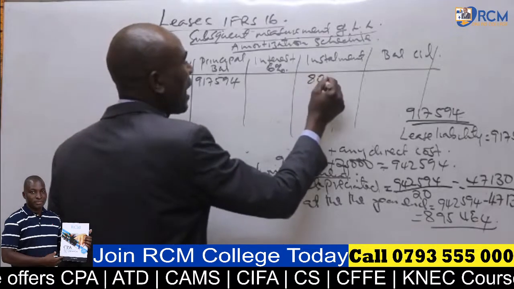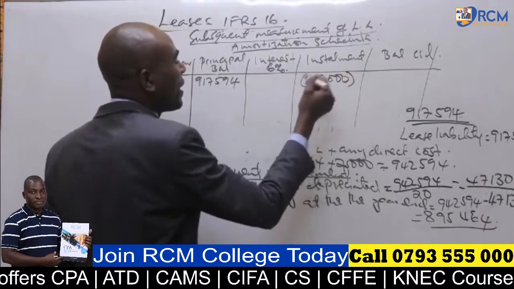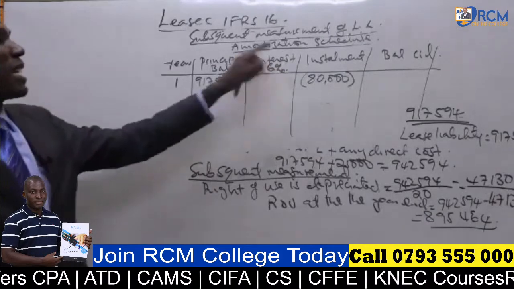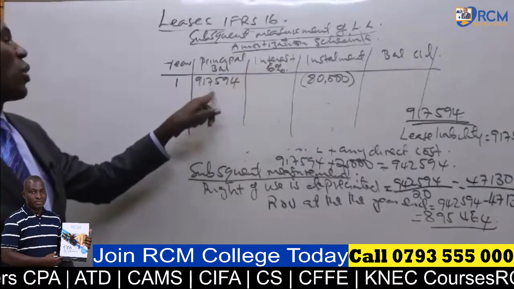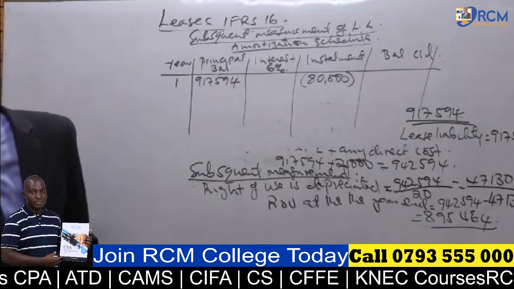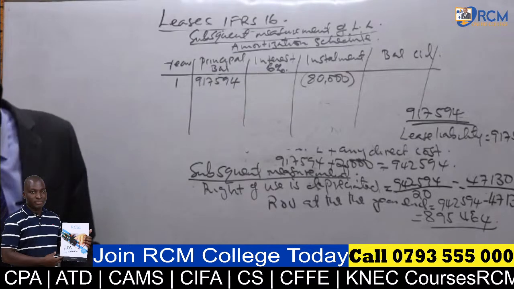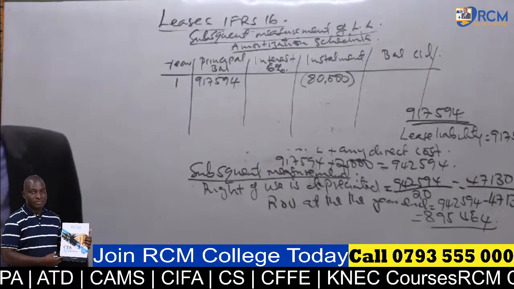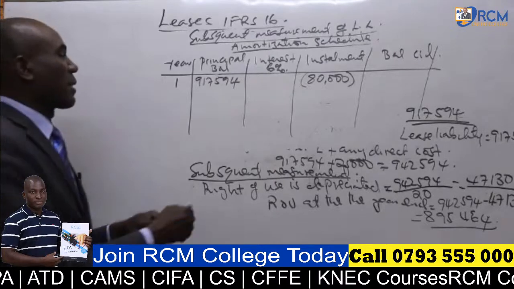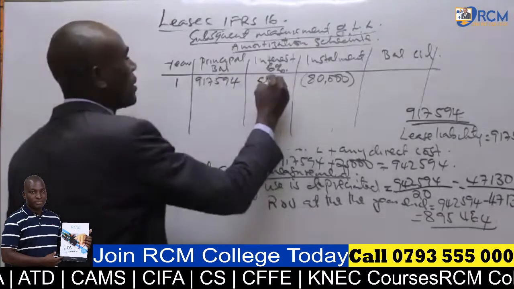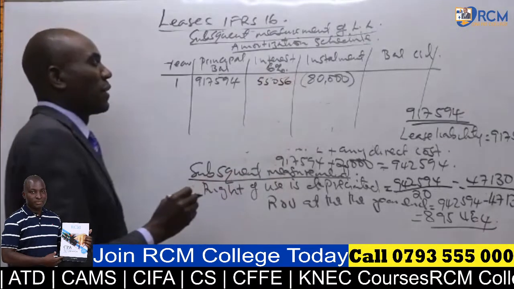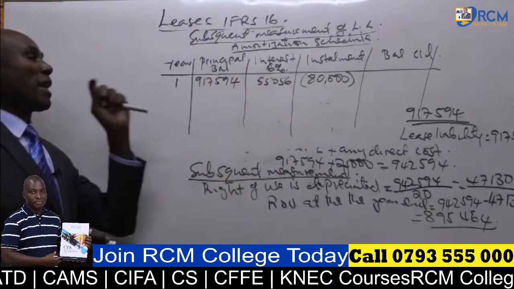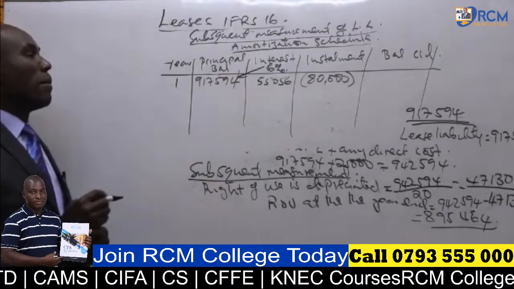Then we pay 80,000. 80,000 is constant every year. That is what we are paying as our annual payment. Therefore, interest 6%, implicit interest rate, we charge it on principal balance. What will be our interest? 55,056. That is 6% of this opening balance. This one we charge on the opening balance.